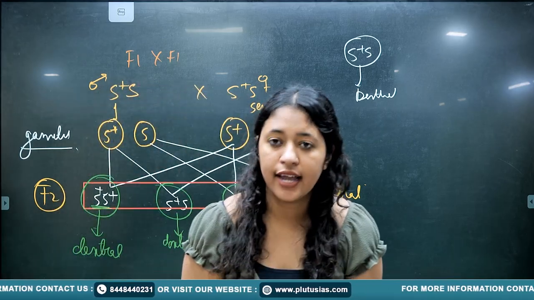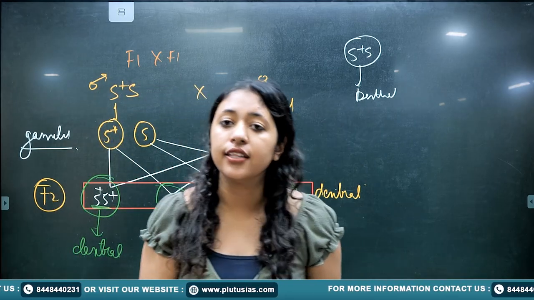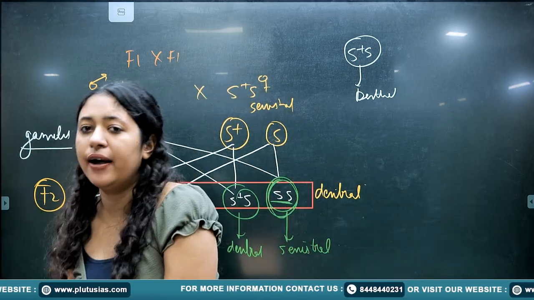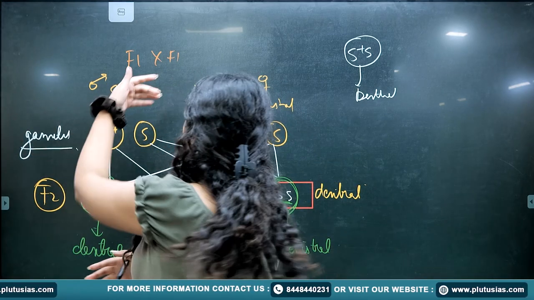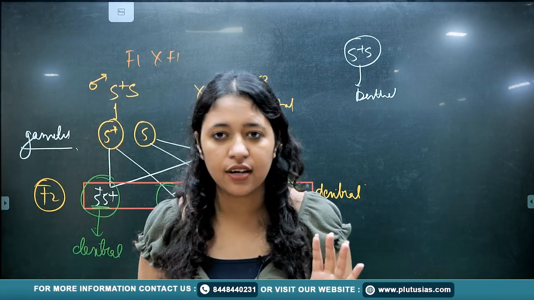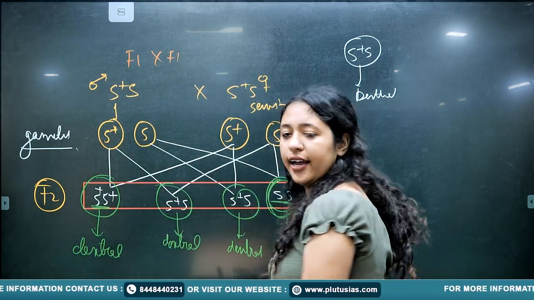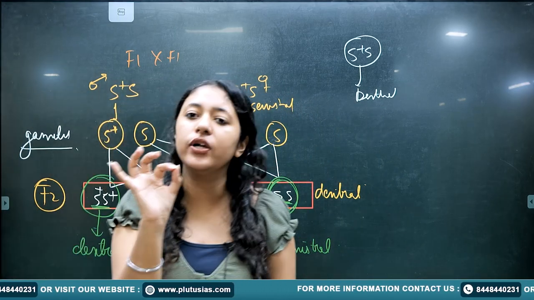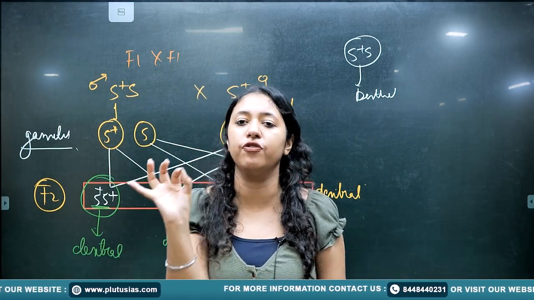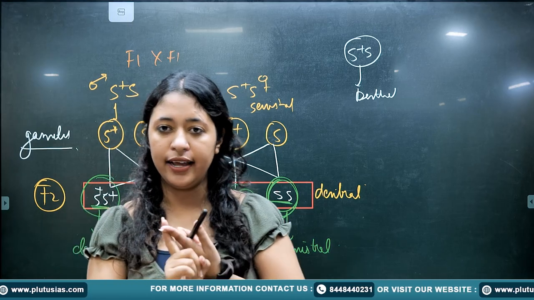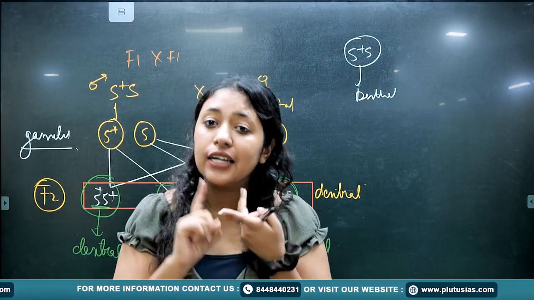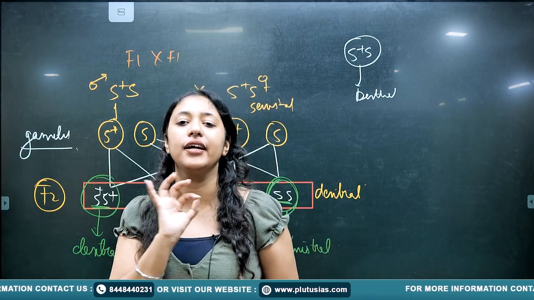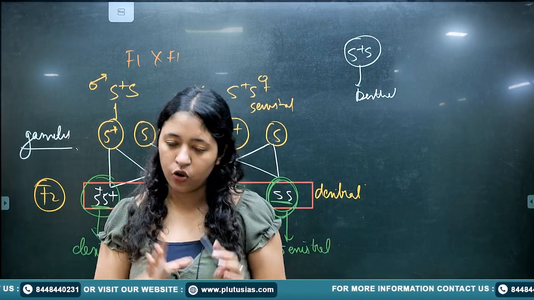So what is maternal inheritance? Maternal inheritance is the one in which the phenotype of the progeny is directly dependent upon the genotype of the mother. It makes no difference what the male is, or what genotype the children have. Whatever the genotype of the female, that dictates the phenotype of the zygote. It is uniparental, it comes from the cytoplasm, and the mother governs it. That is why it is known as maternal effect or maternal inheritance. Okay, I hope it is clear.